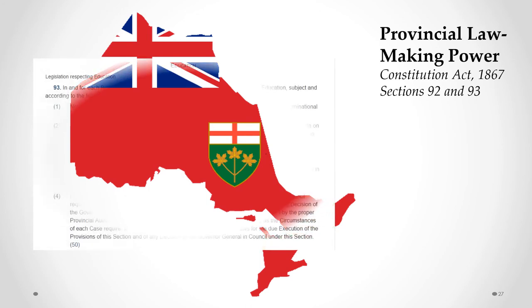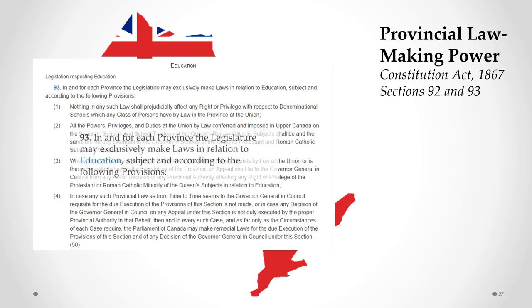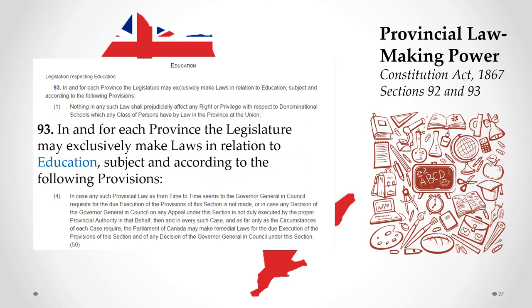The last very significant power that provincial governments have under the Constitution Act 1867 is the power over education. And that stems from Section 93. So that includes elementary schools, high schools, colleges, and universities. They are all regulated by the provincial government.